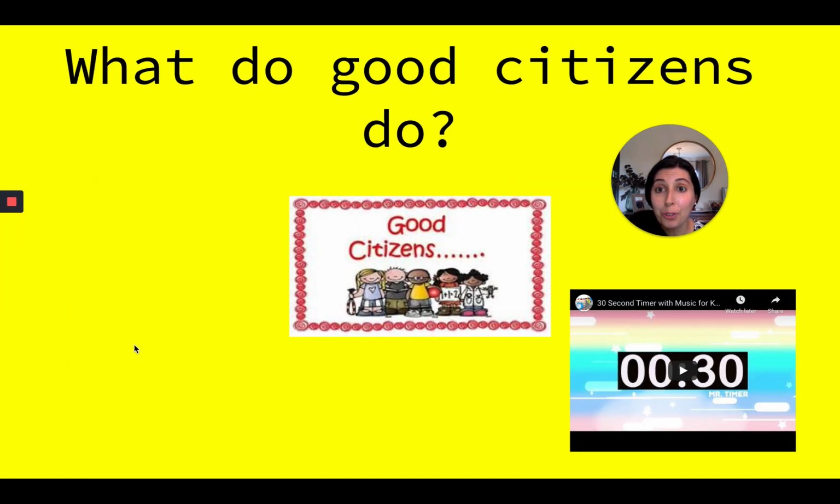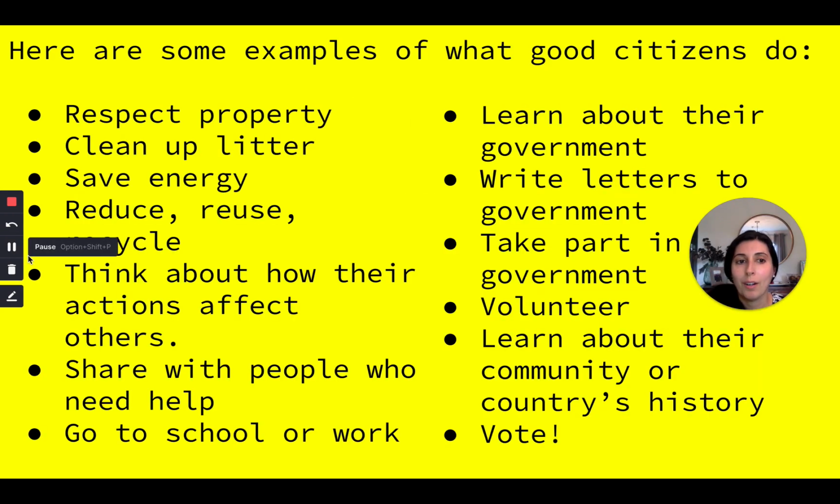Were you able to come up with 3 different things that good citizens do? If you were, congratulations. Let's take a look now at some examples that we learned in our last lesson of what good citizens do. I wonder if you came up with any of these examples. Okay, I'm going to read through each of these bullet points. Will you read through them with me? Here we go.